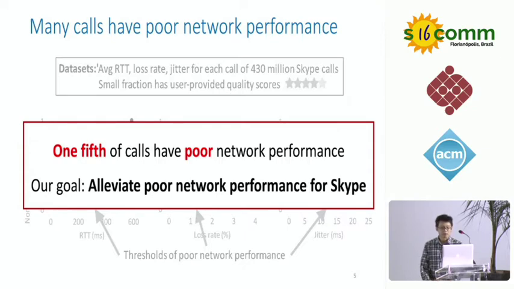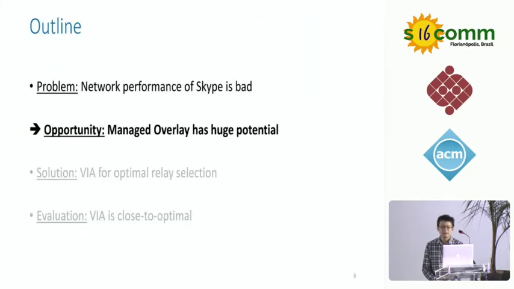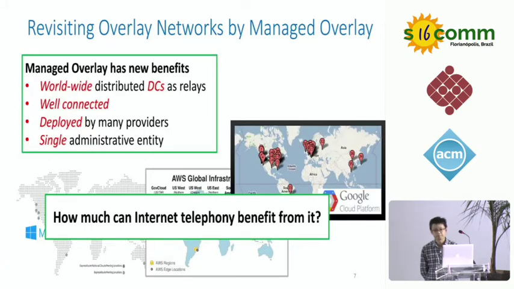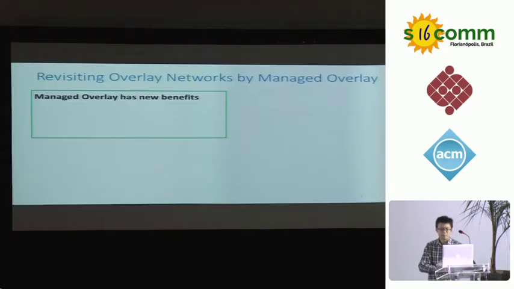Well, this is what this talk is about, right? So how to improve the network performance for Skype calls. In other words, how to alleviate poor network performance for Skype. Well, the problem is essentially the same as maintaining good quality of service over unstable best effort networks. And I bet the solution is almost obvious to many of you in this room, which is what? Overlay networks, right? Well, overlay networks are not new. Perhaps everyone in this room has done some research on overlay networks. So what's new here? What's new here is our solution is based on an emerging type of overlay networks called managed overlay. It differs from traditional P2P overlays in several key aspects which provide new benefit.